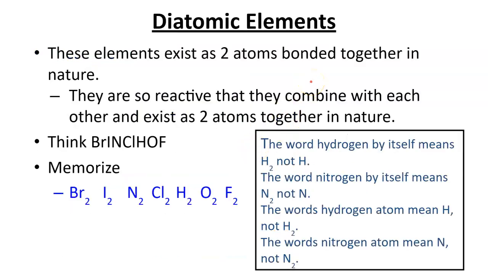In addition to knowing these parts of the periodic table, there are a few elements that exist as what are called diatomic. In other words, hydrogen particles exist not as one circle, but as 2 circles together like this. This is true at STP for hydrogen, bromine, iodine, nitrogen, chlorine, oxygen, and fluorine. The phrase Brinkelhoff can help you remember these diatomic elements.